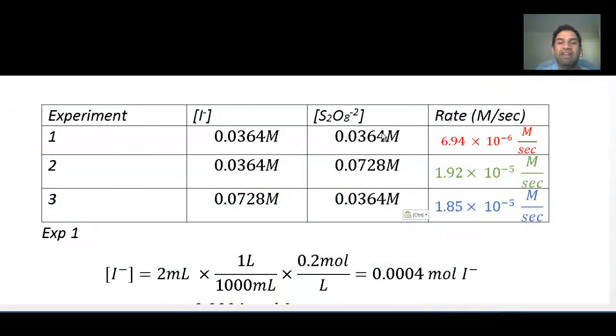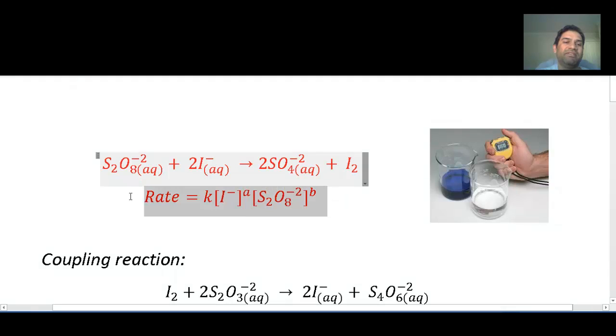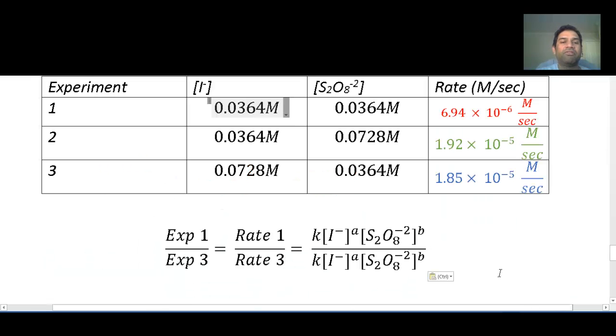So now that we have our data table all set and ready to go, now we can calculate the rate law and finally get it into the form that's proper. Remember, the proper form is this. So our first goal is, I arbitrarily chose to compare 1 and 3, or 1 and 2, but I'll do 1 and 3 first.